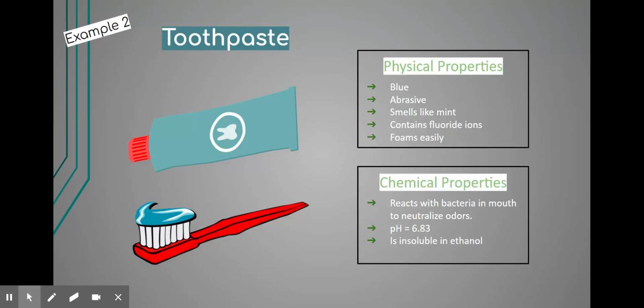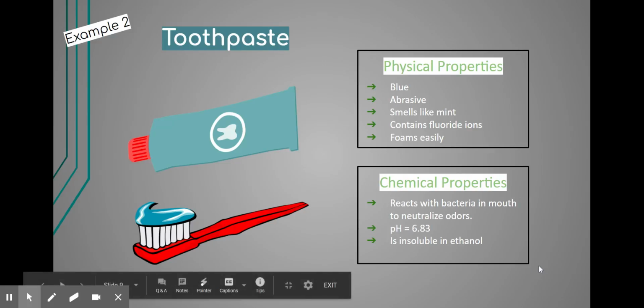And for an example you might be more familiar with, let's look at toothpaste. So toothpaste, it might be blue or white or green, kind of abrasive. Maybe it smells like mint. Maybe it smells like cinnamon. You might know that it contains fluoride ions. These are just physical properties. We're just describing the physical aspects of this toothpaste.